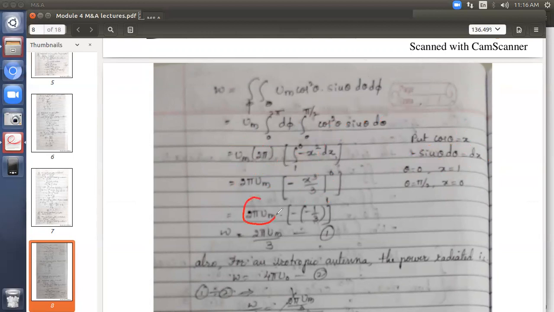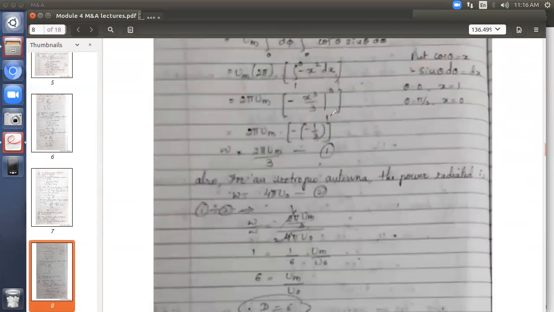Apply the limits. Minus, if you apply 0, it will become 0 by 3, minus, apply this lower limit 1, 1 cube by 3, which is 1 by 3 only. So if you just take this, you will get minus 1 by 3, minus 1 by 3, and this negative into negative will become positive. So 2 pi Um by 3. This is the step 1. Total radiated power of an antenna is 2 pi Um by 3.